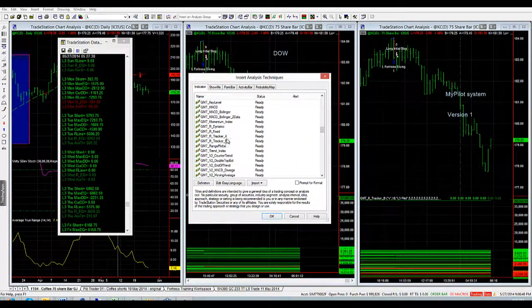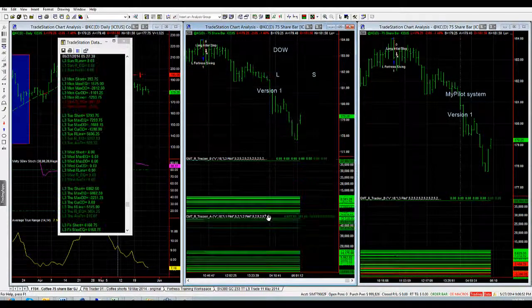So has anybody not used the A and B tracker? Just quickly, to get an idea, because we've got some new people in the group. Has anybody not seen or previewed the A and B tracker?